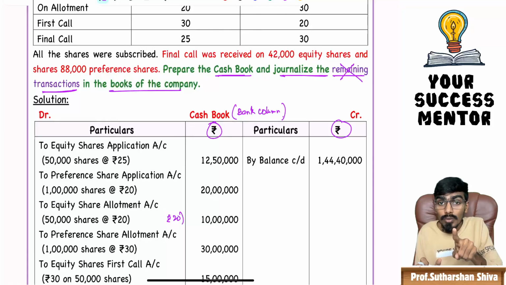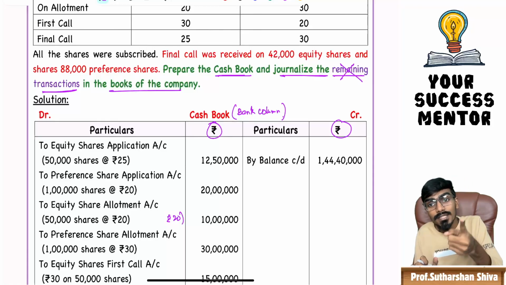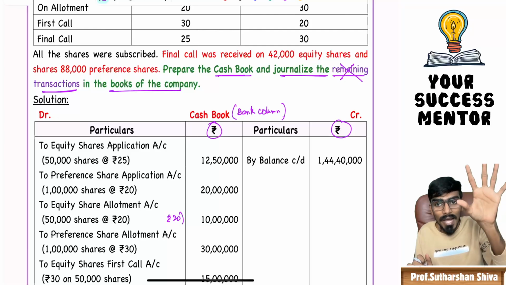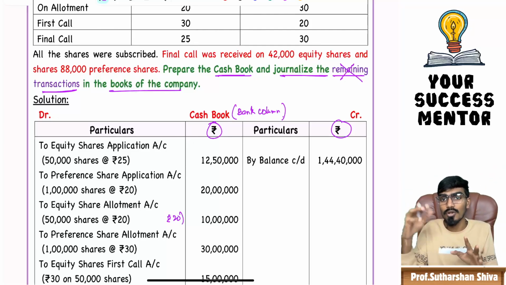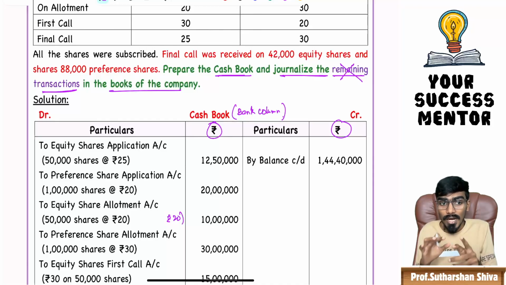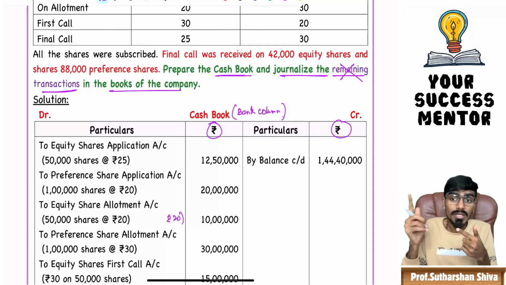Then what you need to do? Pass the journal entries as usual, fully. Wherever you get a banking transaction, go and put it in the cash book of the company. Are you able to understand? If they ask for necessary journal entries also, you need to follow it like so. Listen, prepare a cash book and journalize the transactions in the company means the question is silent, so you need to prepare all the journal entries.